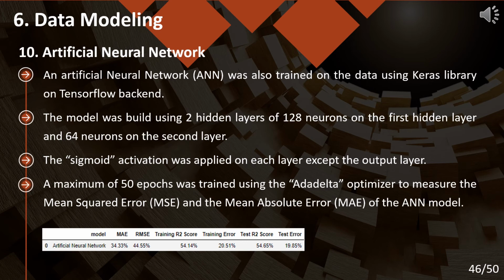An artificial neural network was also trained on the data using the Keras library on a TensorFlow backend. The model was built using 2 hidden layers, with 128 neurons on the first hidden layer and 64 neurons on the second layer. The sigmoid activation was applied on each layer except the output layer. A maximum of 50 epochs was trained using the Adadelta optimizer to measure the mean squared error and the mean absolute error of the artificial neural network model. The R-squared result of this model is 54.6%.